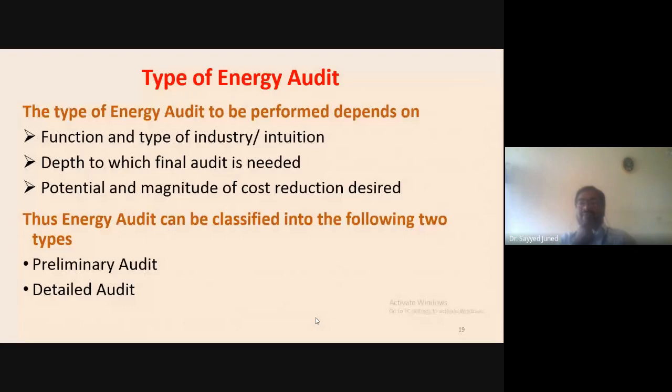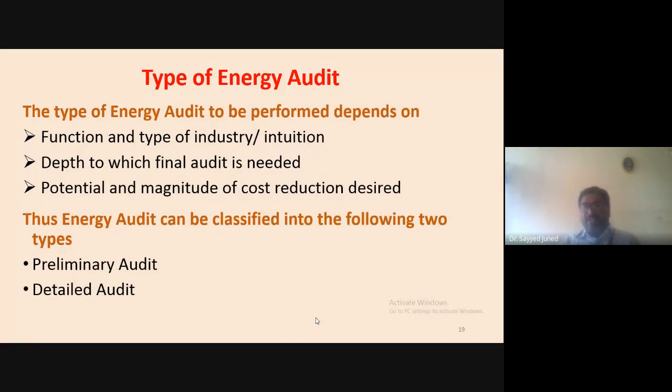So how many types of energy audit are there? The types of energy audit performed depend on the energy function and type of industry or institution, such as higher education, the depth to which the final audit is needed, and the potential and magnitude of the cost reduction desired. These functions determine the types of audit. Thus any energy audit can be classified into two types: preliminary audit and detailed audit.